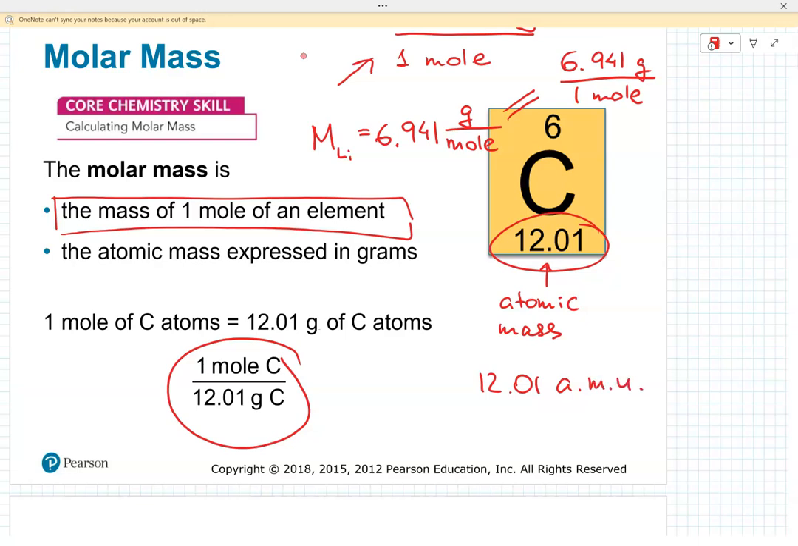Yes, but if my question is, what is a molar mass of carbon? Your reference point, this is going to be an atomic mass of carbon, a molar mass of carbon, in grams per mole. Number is the same, units are different. Did I answer your question? Yeah. Okay.